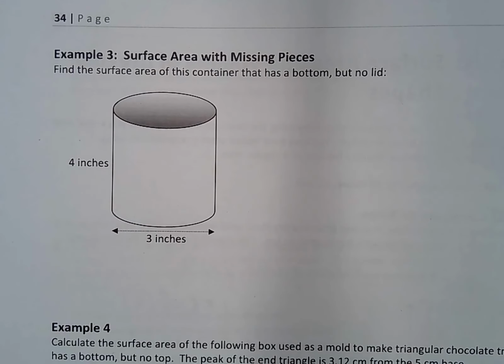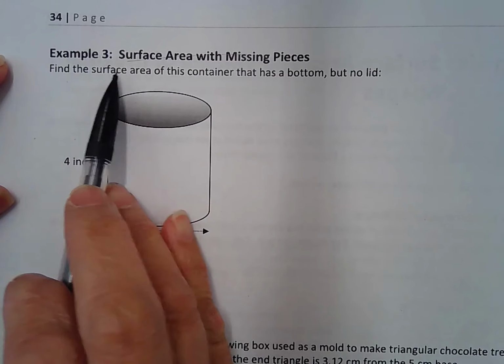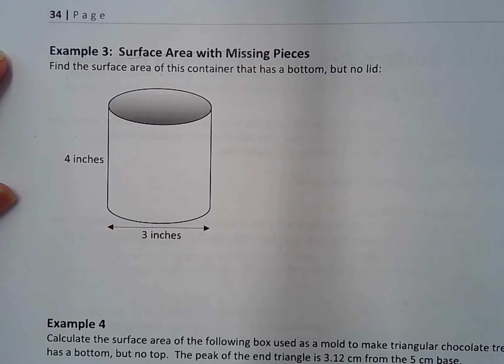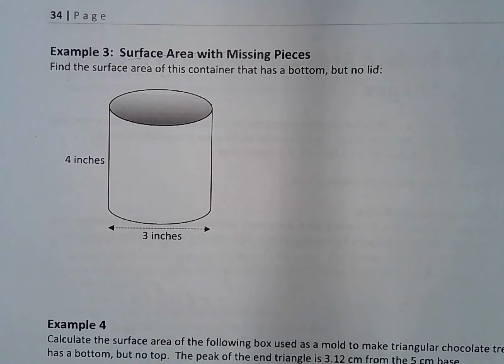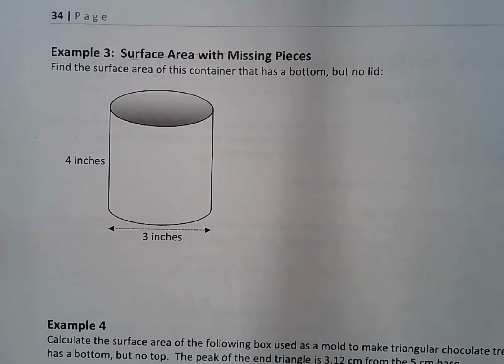This is a continuation of what we were working on last week on Friday. Example 3 says here, surface area. Find the surface area of this container that has no lid. And this becomes something that we are going to try to adjust because there's one part missing, right?